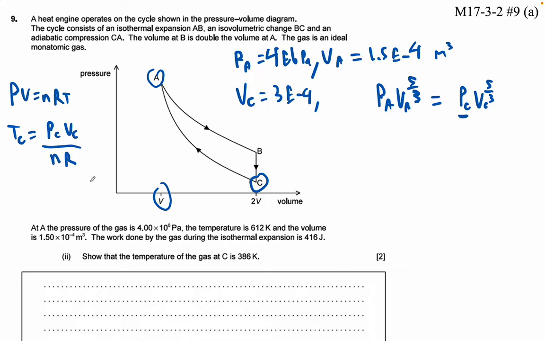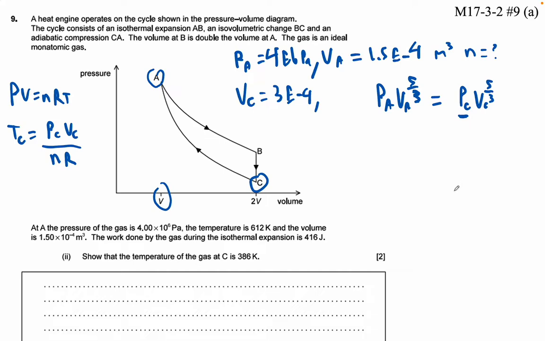nR. Oh, we don't know the moles, do we? So we're going to have to find the moles as well. That'll be another step, but we can figure out the moles because we know this. So it's a 3-step process here. It's 2 marks, 3 steps, unless there's an easier way to do it. This is the way I did it.